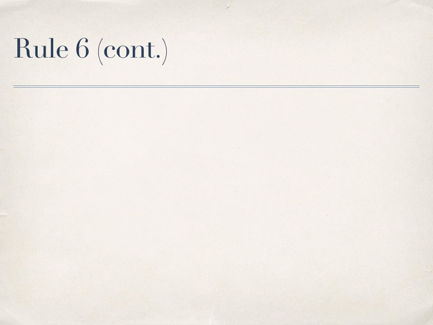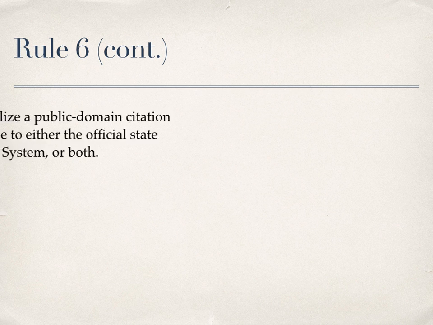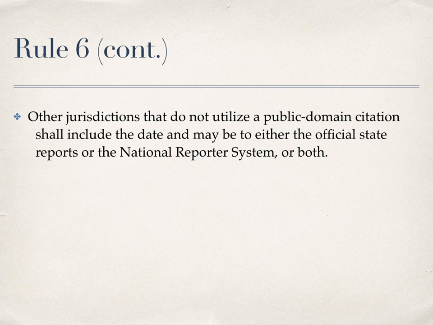So what if I'm citing to another jurisdiction's case in Illinois? What do I do? Well, Rule 6 tells us. If that jurisdiction doesn't use a public domain site, you have to include the date of the decision, and then you can either use the official state report site or the National Reporter System site, or you can do both. Once again, parallel citation is not required, but may be required by your boss.